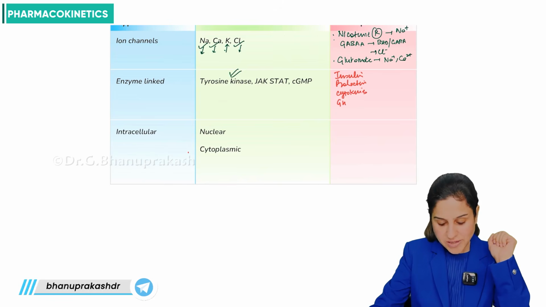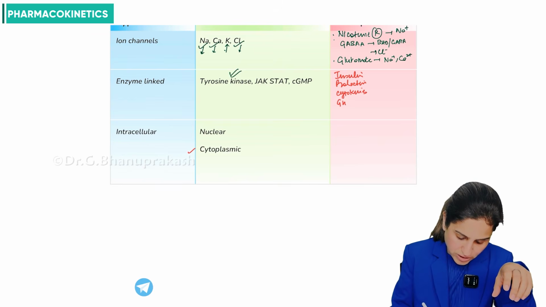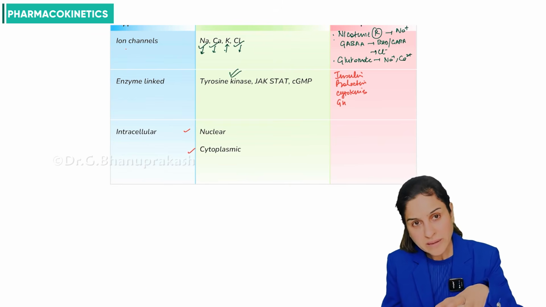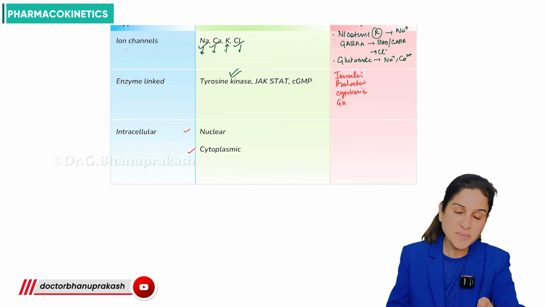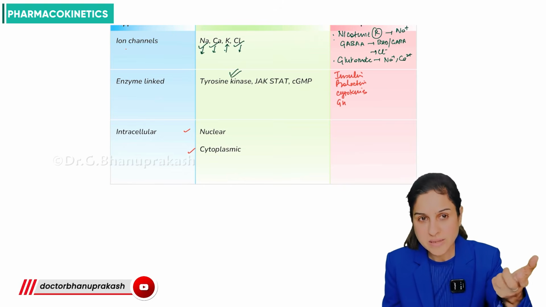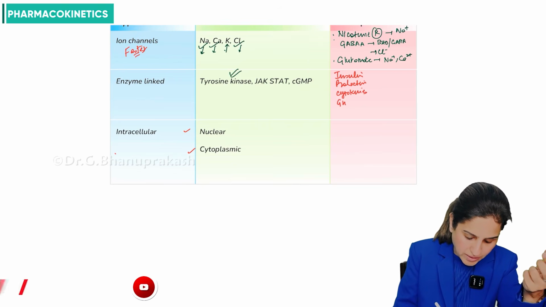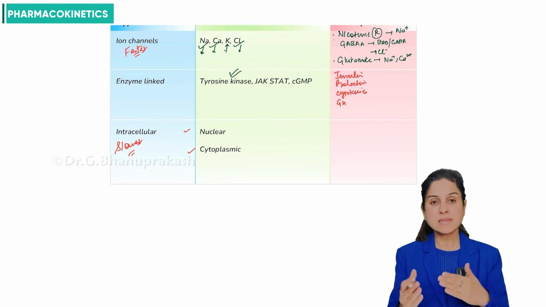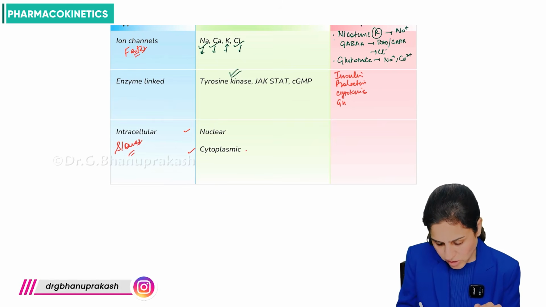Then we have the intracellular receptors. Intracellular means inside the cell. They can be present in the cytoplasm, or they can be present in the nucleus. Ultimately, the ones in the cytoplasm also have to enter the nucleus, because they are involved in protein synthesis. So remember, the fastest ones are the ion channels, in milliseconds, and the slowest are the nuclear receptors, because they require the formation of protein synthesis. So first we'll do the cytoplasmic ones.